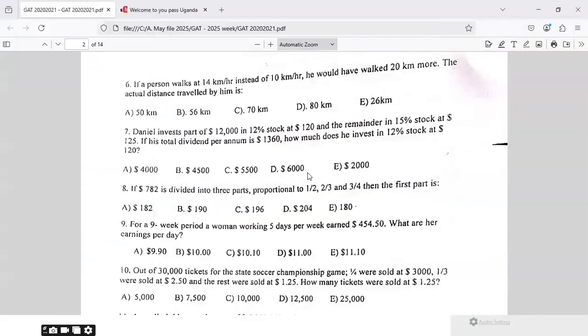Maybe if Topher could ask his question again. We go back to the question. If a person walks at 14 kilometers per hour instead of 10 kilometers per hour, if he wants to walk 10 kilometers more, the actual distance traveled by him is... But we know that distance is always equal to speed times time. Now, if we have distance equal to speed times time, we have two speeds already.